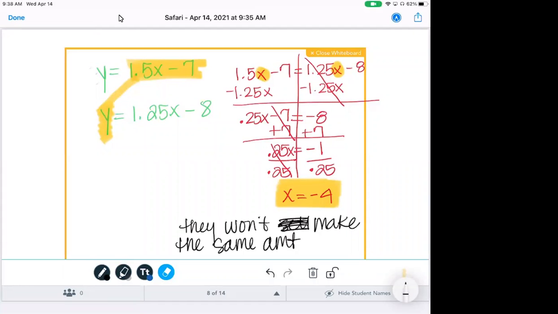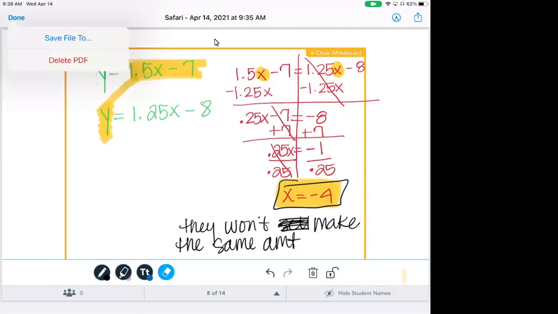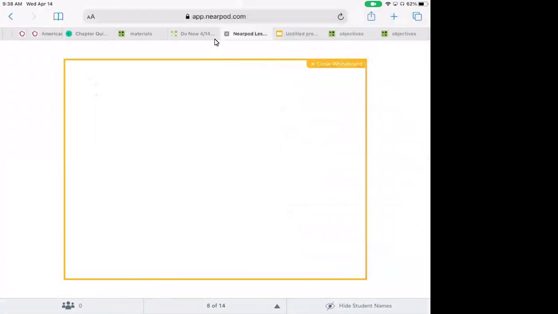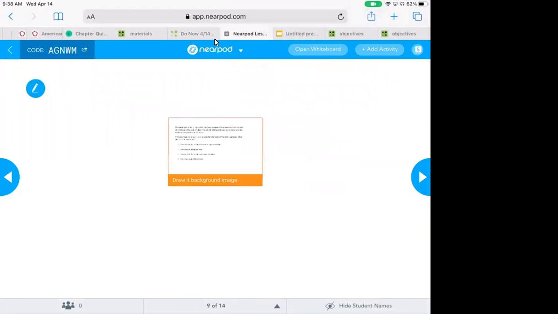All right, because they can't sell -4 cups, but that's what we get when we solve for x. All right, so let's move on.